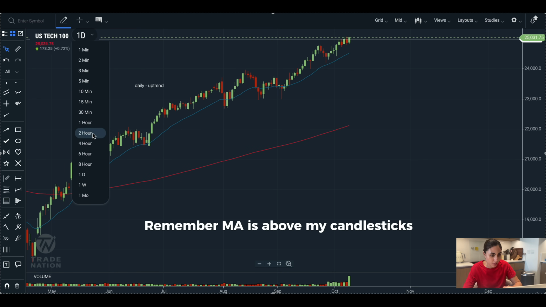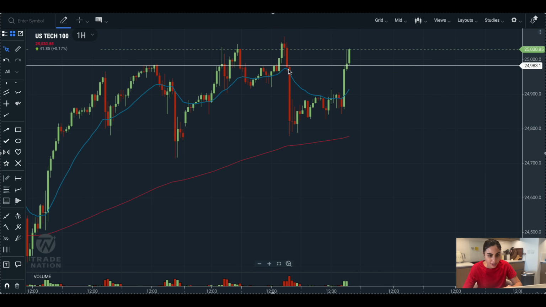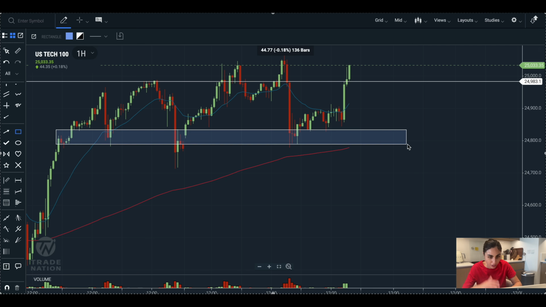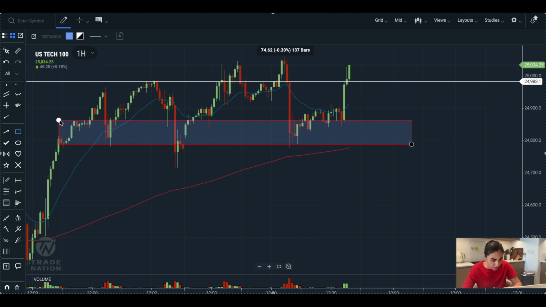We don't want to spend too much time on the daily. So on the hourly, I actually drew my support line earlier. So I'm just going to draw my second support line over here. There we go. So look, it touched.